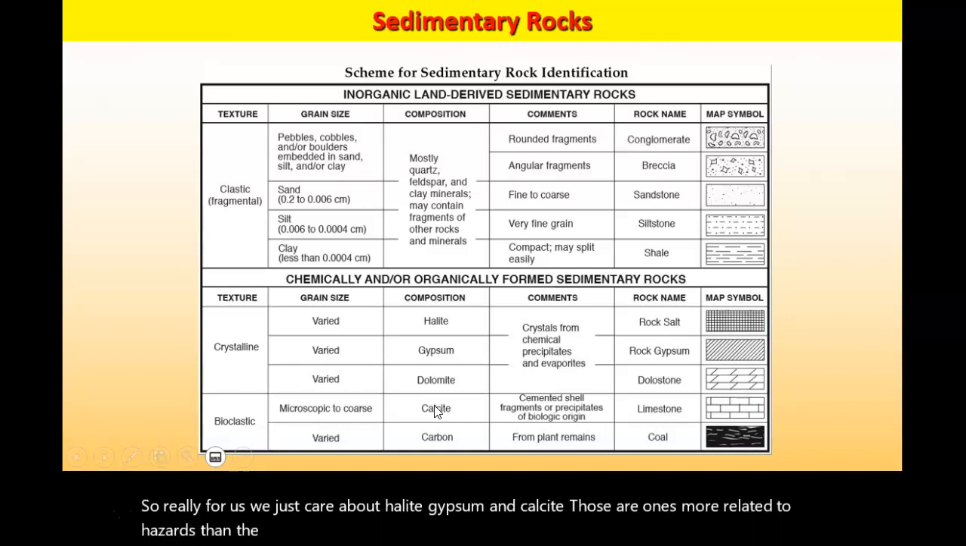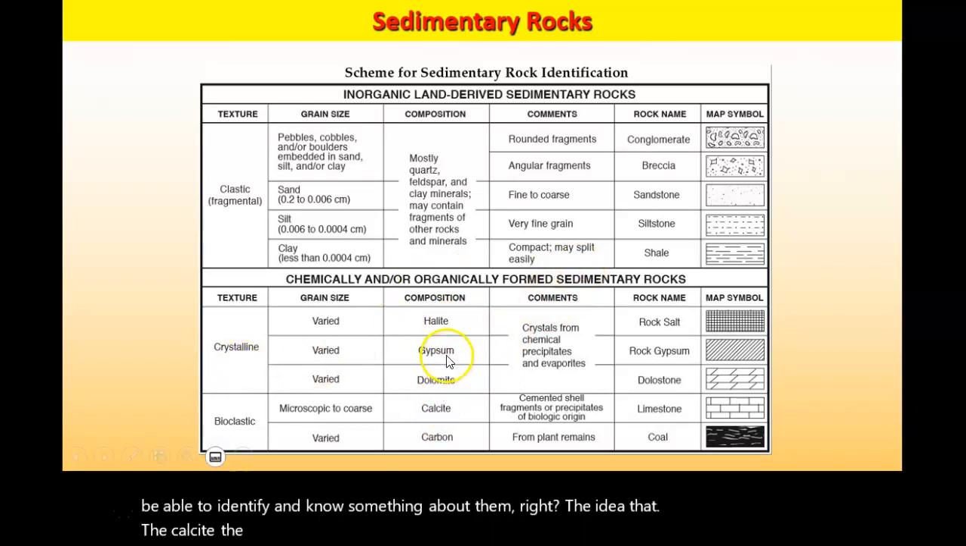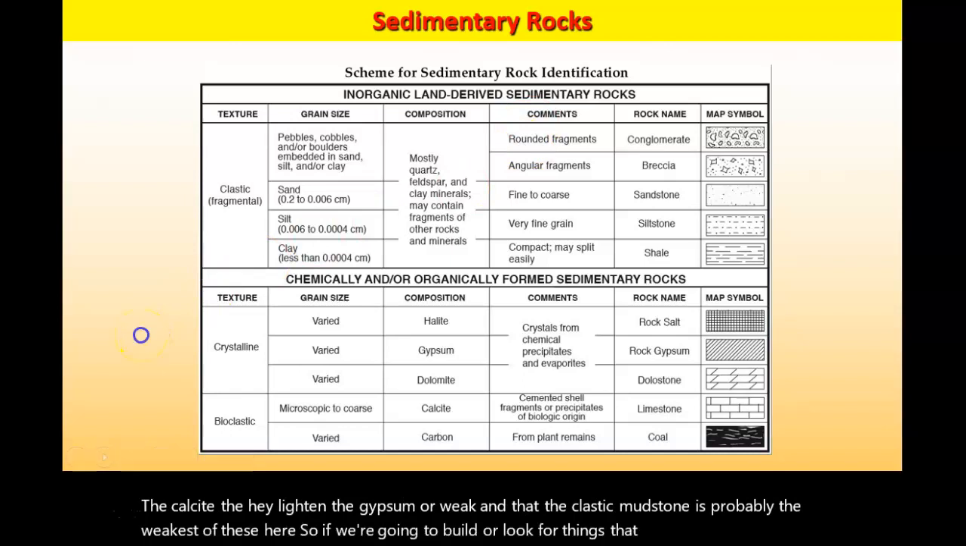And so these are the sedimentary rocks we'd like to be aware of and be able to identify and know something about them. The idea that the calcite, the halite, and the gypsum are weak, and that the clastic mudstone is probably the weakest of these here. So if we're going to build or look for things that are weak, those are the things we want to identify.